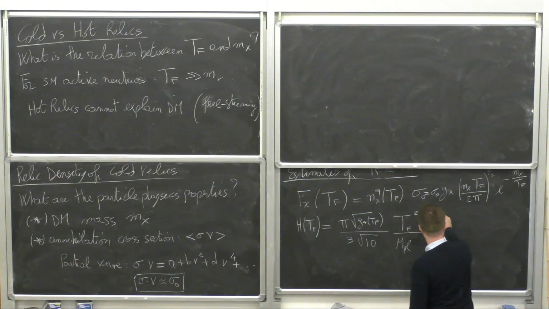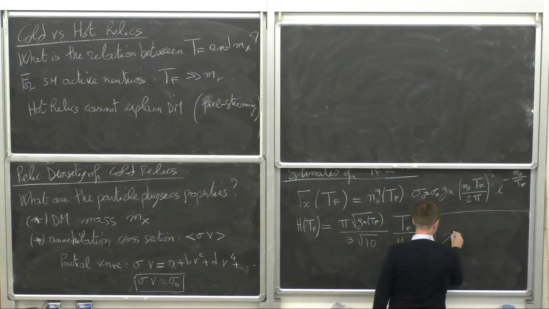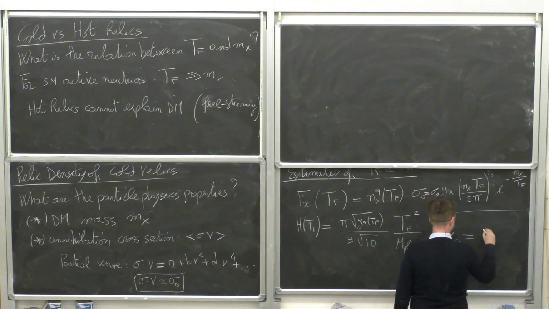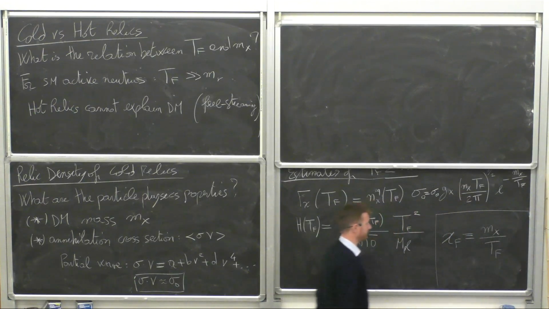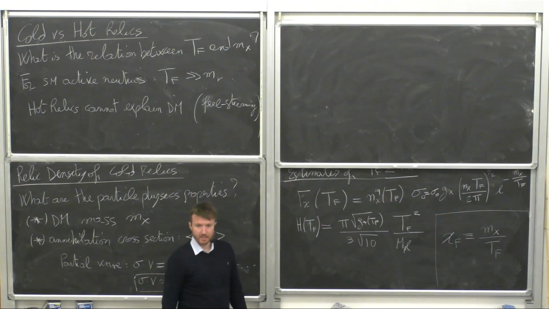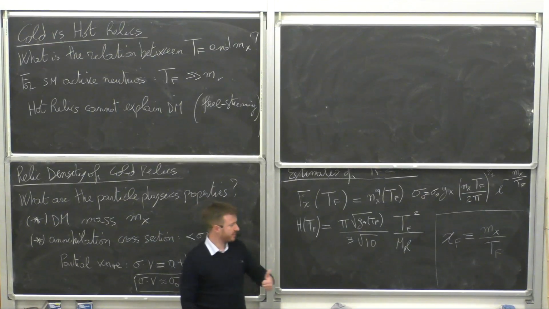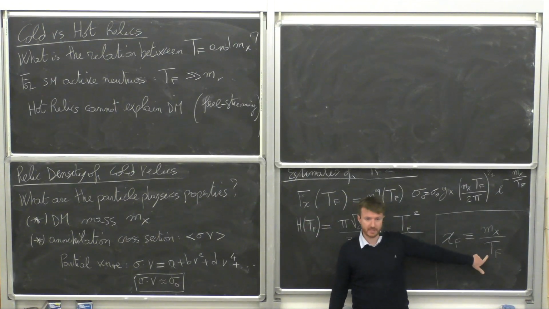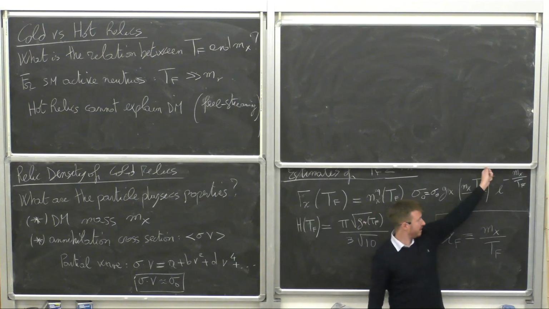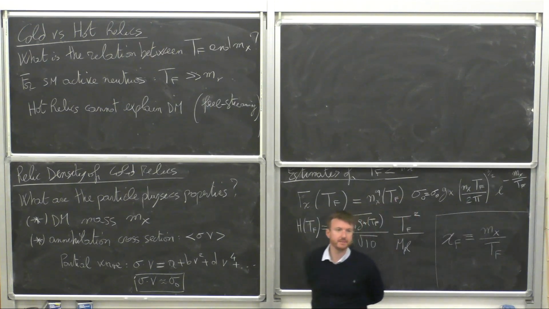Okay, and let me also introduce this quantity, which is the dimensionless freeze-out temperature, xf. It's m over T, okay? Which is basically what appears in the exponential. Yes?